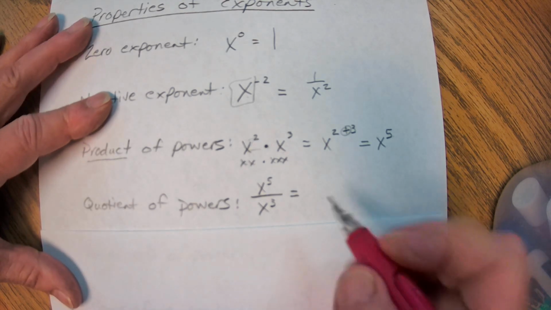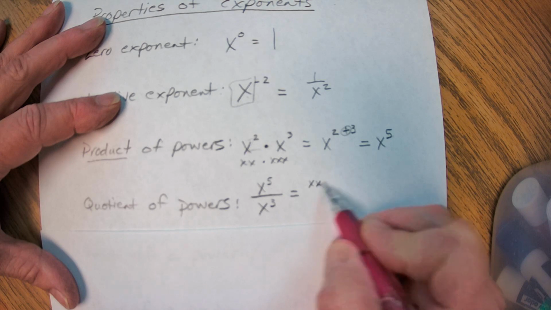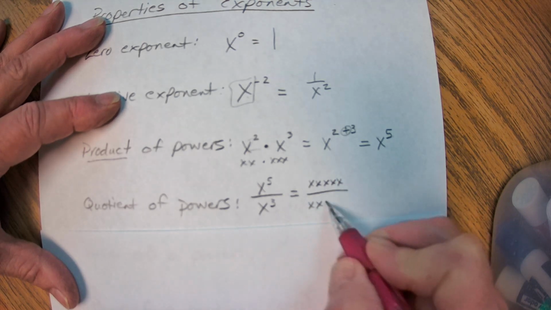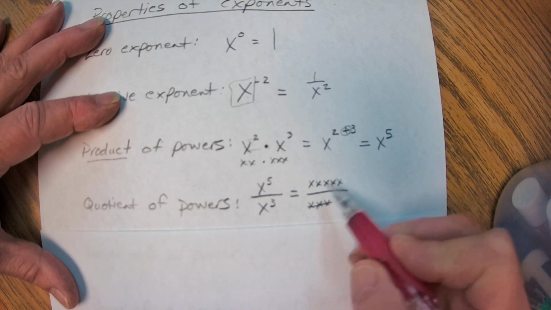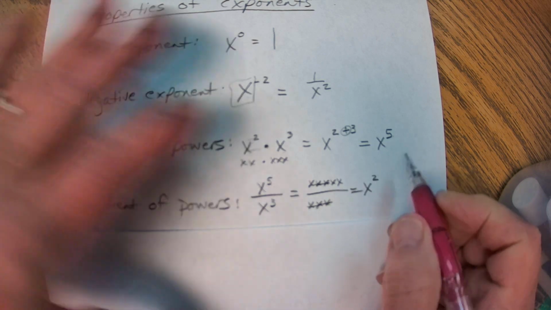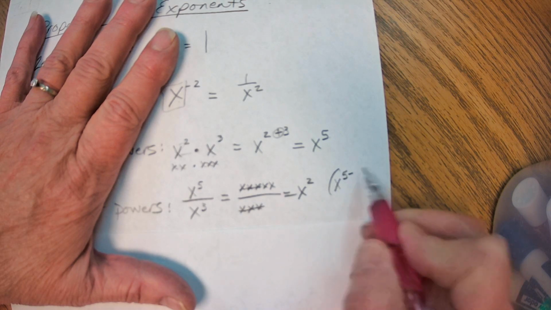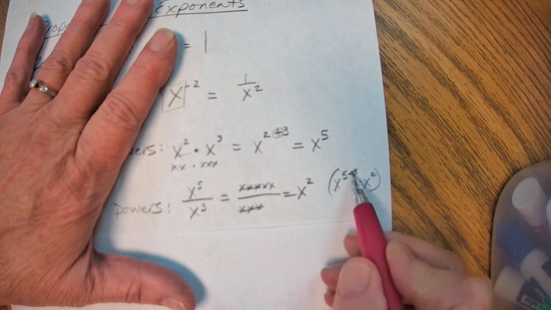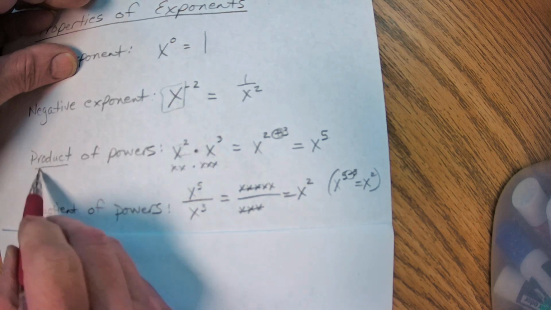The quotient of powers. Let's look at what this means. It means x times itself 5 times on the top, x times itself 3 times on the bottom. Well, I can take 3 away from the top and end up with x squared. So really what I've done is I've taken the top exponent and subtracted the bottom one. So subtraction goes with division, adding goes with multiplying.